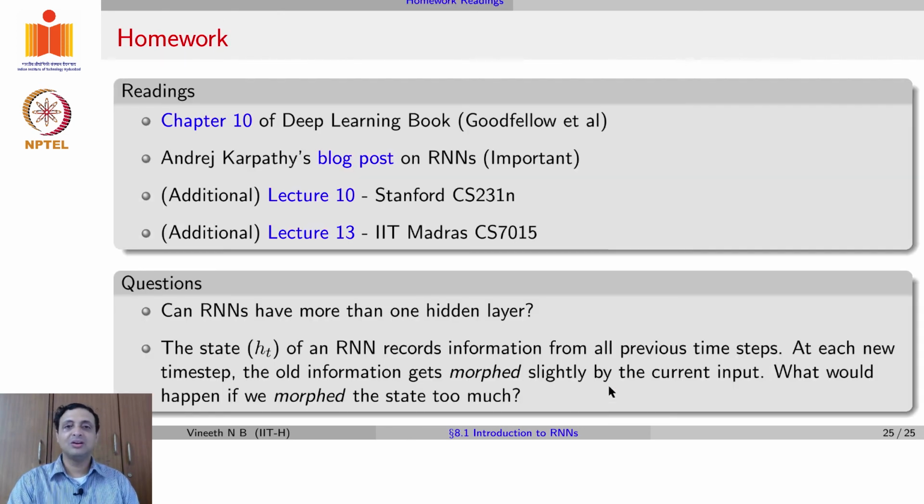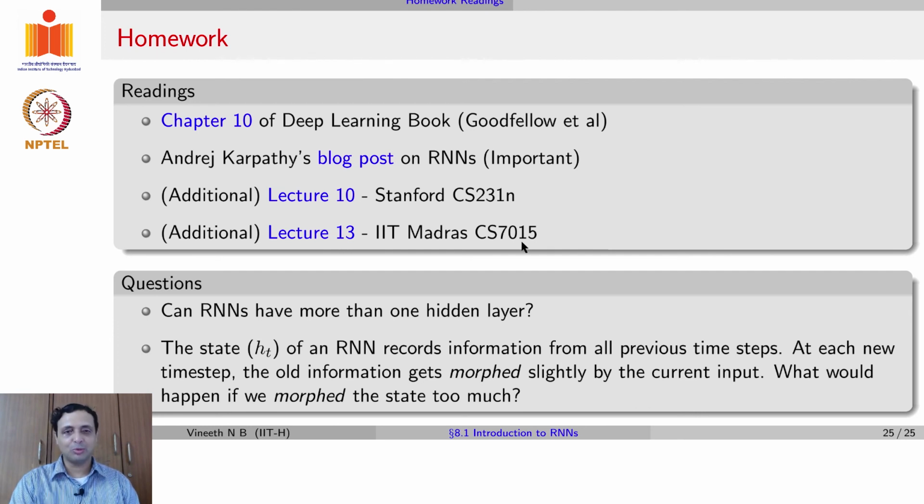As homework, your readings would be chapter 10 of the Deep Learning book, Andrej Karpathy's excellent blog post on RNNs, and additionally, if you'd like, go through the Stanford CS231N course or the IIT Madras CS7015 course. In the next lecture, we will talk about how these RNNs can be trained using backpropagation.